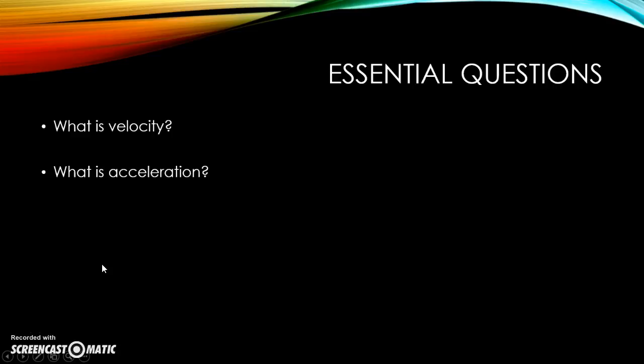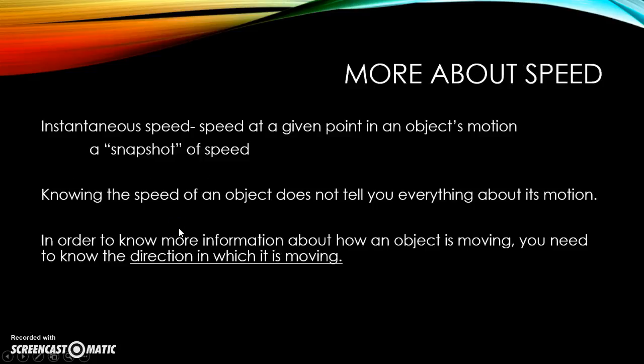Our essential questions for today are: what is velocity and what is acceleration? So before we talk about velocity, we talk a little bit more about speed. And what we want to know is instantaneous speed. So that's speed at a given point in an object's motion. Now, before we were just calculating average speed. So that's the speed of an object over its entire motion.